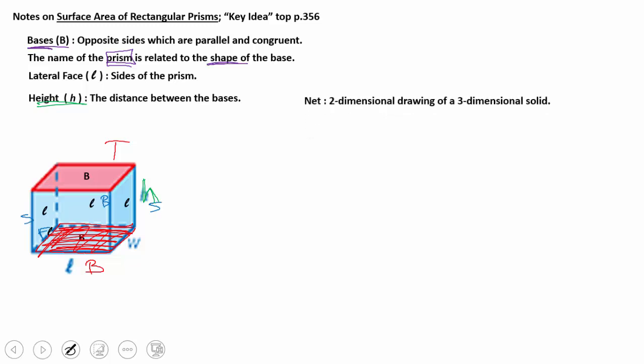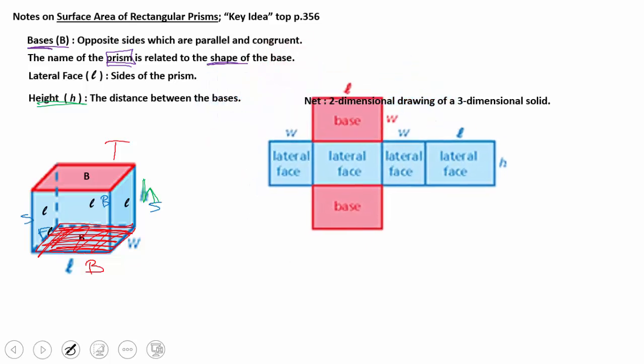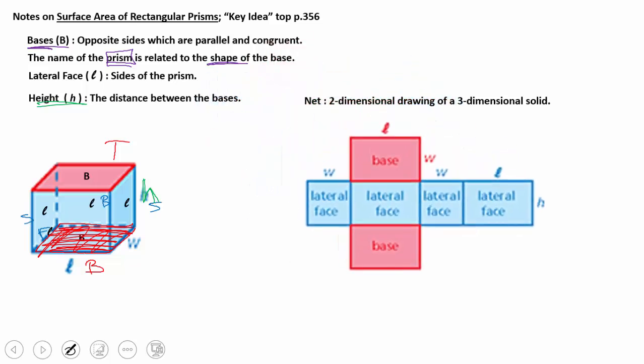Let's look at something we call a net. In other words, if I take this box, this rectangular prism, and I unfold it, I would have a net. A net is a 2-dimensional drawing of a 3-dimensional figure. Right now, it's a 3-dimensional figure because it's a box. If I break it up and flatten it out, it becomes a net.